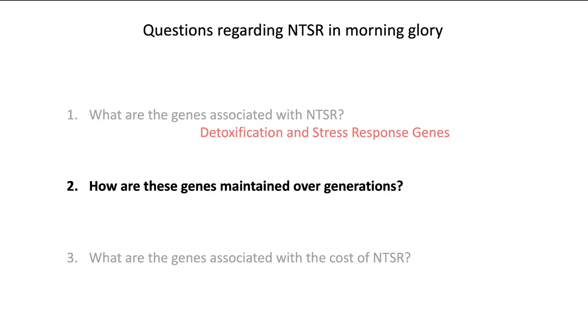So we have answered the first question, and it looks like detoxification and stress response genes are the genes that are probably contributing to NTSR. The next question is, how are these genes maintained over generations? So given that we identified multiple genes associated with glyphosate resistance across different chromosomes, next I asked, what force could be maintaining these loci together?